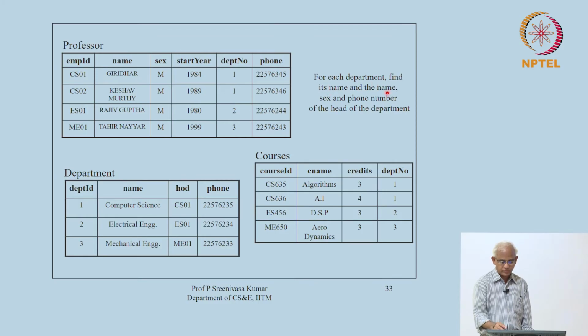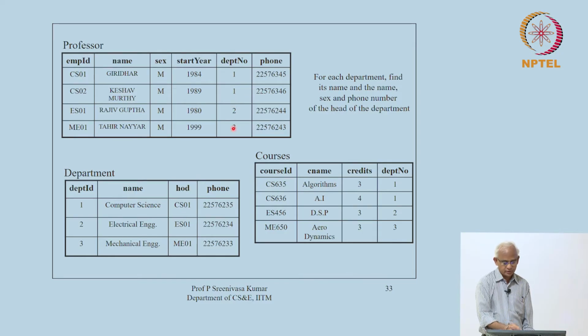For each department, find its name, the department's name, and the name, sex, and phone number of the head of the department. So, where is that information? That information is obviously here in the department relation and in the professor relation, because the HOD is an employee, HOD is a professor, and professor's details are here. So, you need to join department with professor with an appropriate join condition.